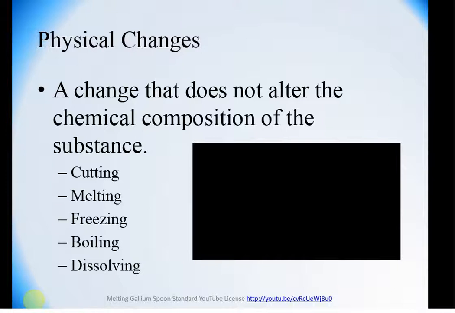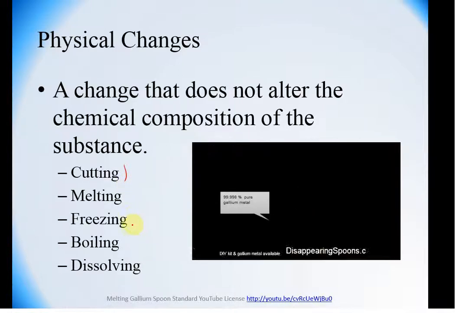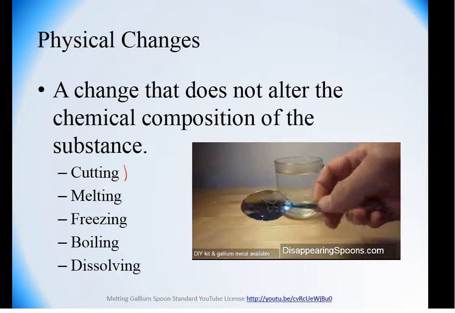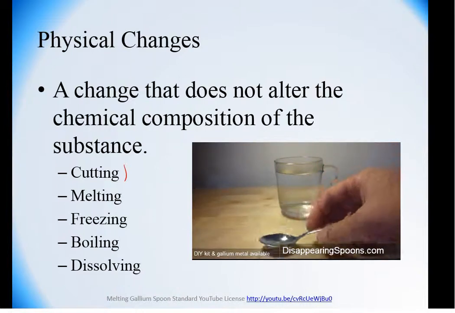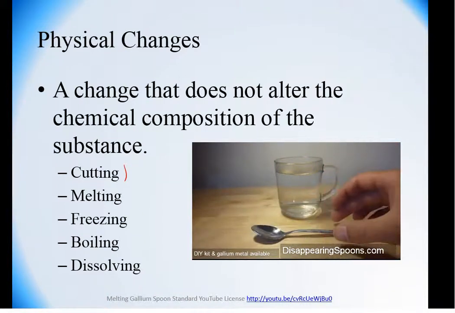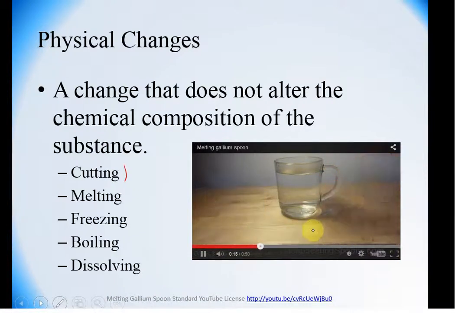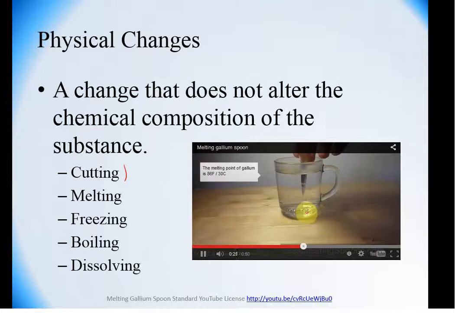Physical changes are not going to alter what the compound actually is. You could cut it, you could melt it, you could freeze it, boil it, dissolve it. All of these things still allow the substance itself to remain the same. It's just that it's changed form. For example, this guy is going to take a gallium spoon, which melts at about room temperature, 85 or so, and it's going to change from a solid to a liquid. This is still gallium. It is just now in liquid form. It in no way has changed identity.